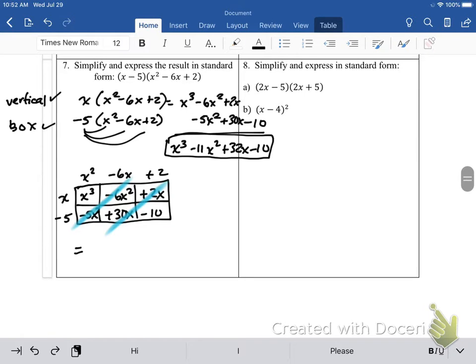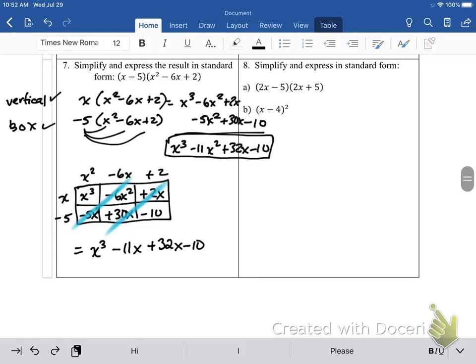So let's combine those like terms. Standard form, highest power first, x to the third minus 11x squared. I'm adding along the blue line. 30 and 2, plus 32x minus 10. So you get the same answer. So either way you choose to organize it, it's really up to you.